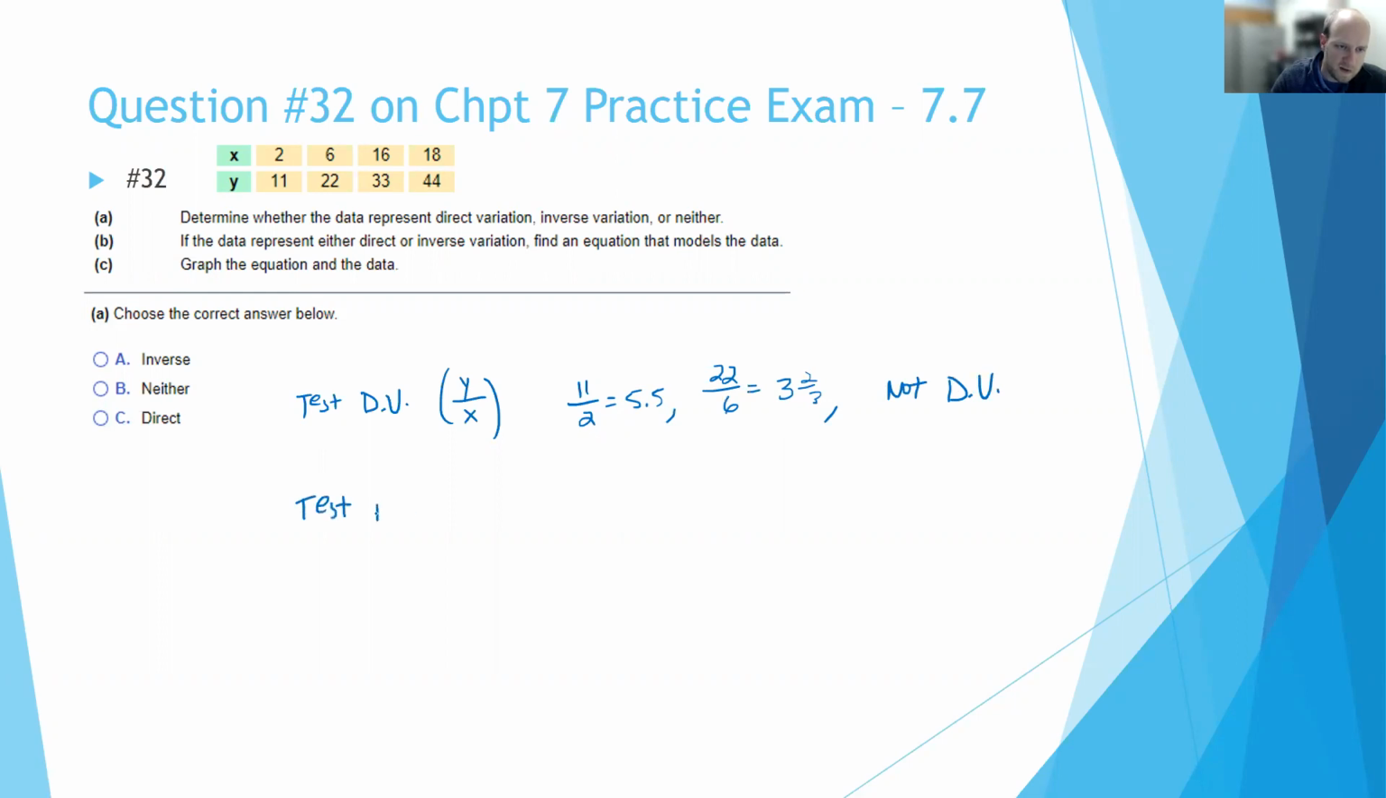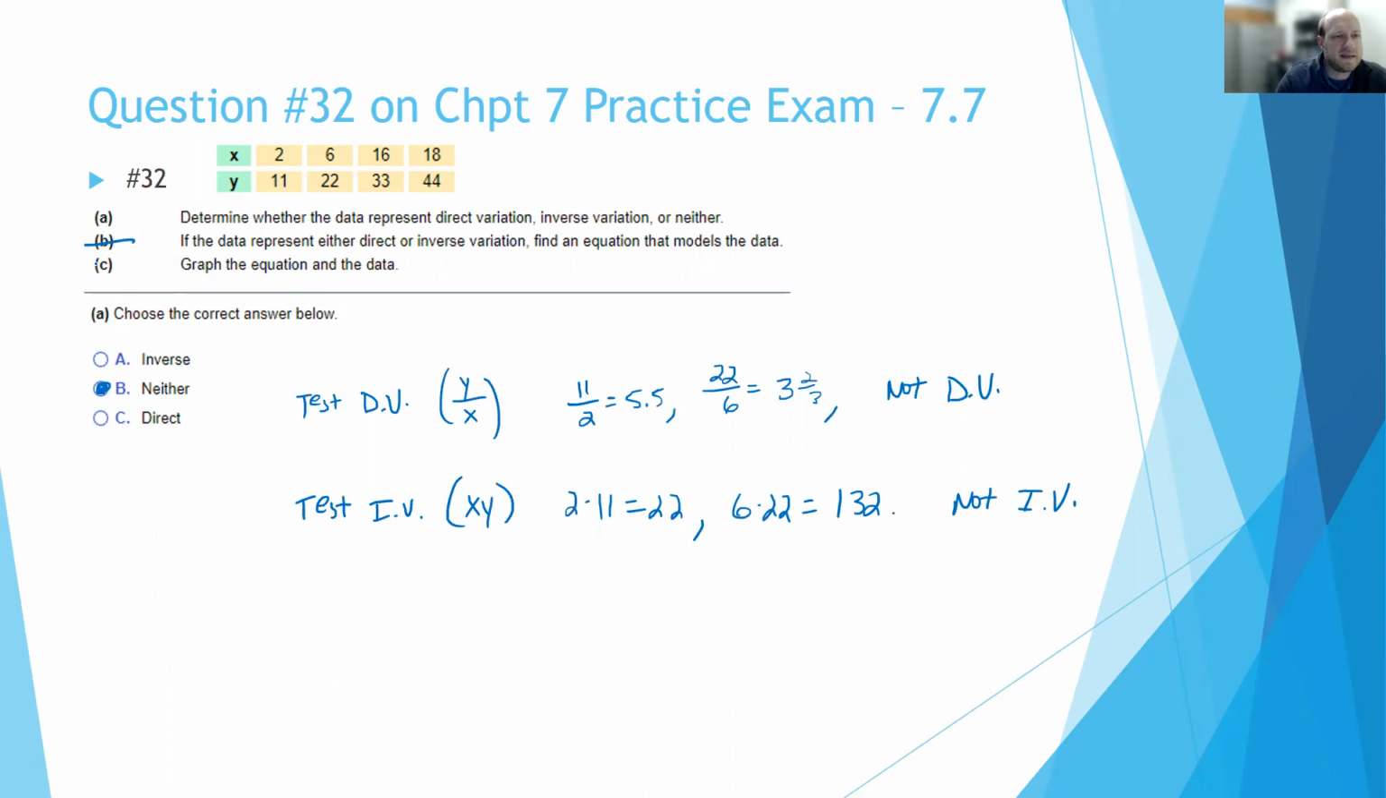Let's test for inverse variation. Again, that's x times y. So 2 times 11 is equal to 22. But 6 times 22, that is not 22. Okay, that is actually 132. So this is not inverse variation either. So this one is neither. Okay, so really part B does not apply.